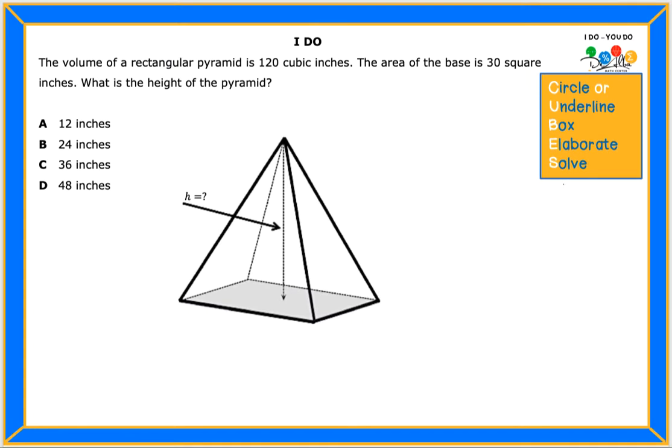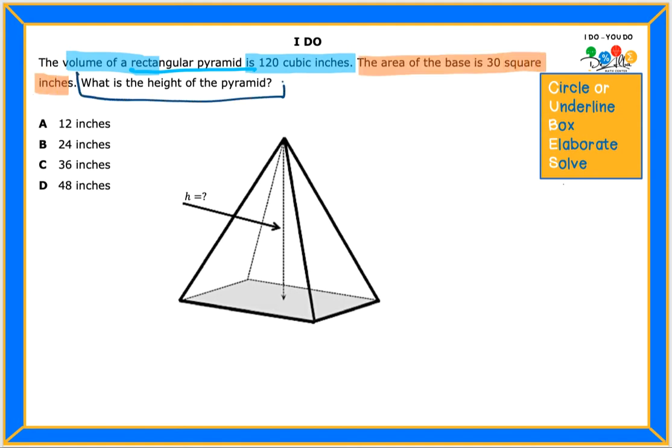The volume of a rectangular pyramid is 120 cubic inches. The volume is 120 cubic inches and the name of the shape is given. The area of the base is 30 square inches. What is the height of the pyramid? And that is our question.